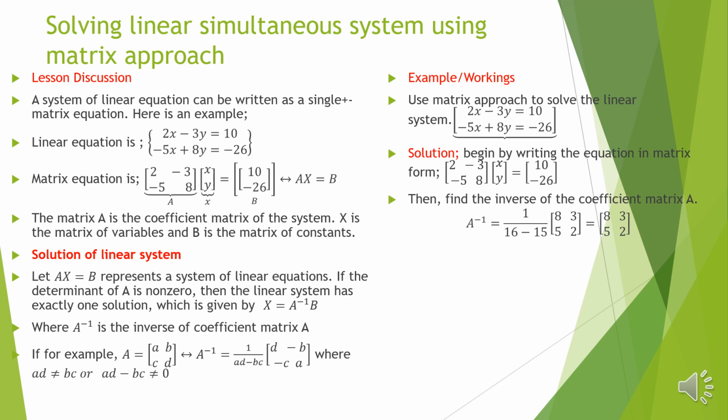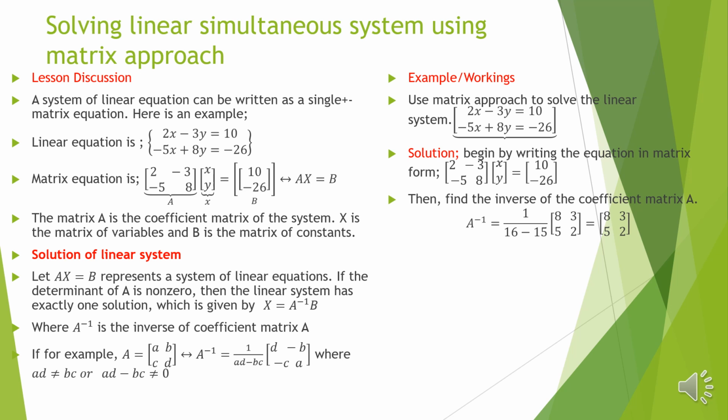Once we have done that, we find the determinant of the coefficient matrix A. By so doing, we see the leading diagonal is 8 times 2, which is 16, and then the other one is 3 times 5, which is 15. So it will be 1 over 16 minus 15, into, we interchange the elements in the leading diagonal and introduce the negative in the other diagonal. By so doing, we get A inverse equals 8, 3, 5, and 2.